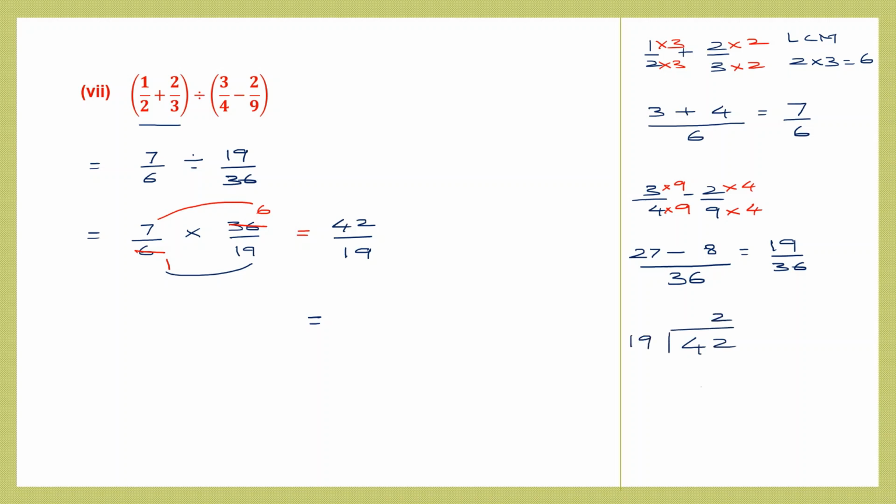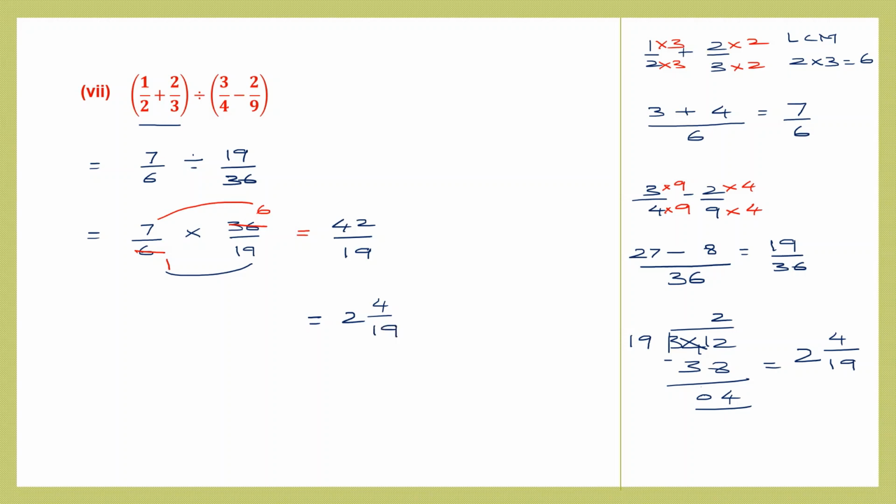19 twos are 38, minus... 12 minus 8 is 4. So what do we have here? We have 2, 4 by 19. So let's write that down here. 2, 4 by 19, and this is our final answer to question 7.